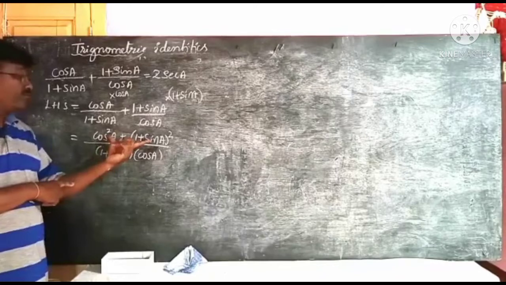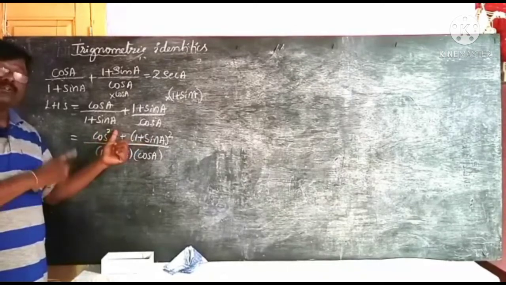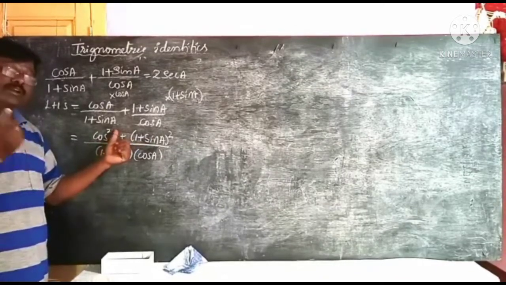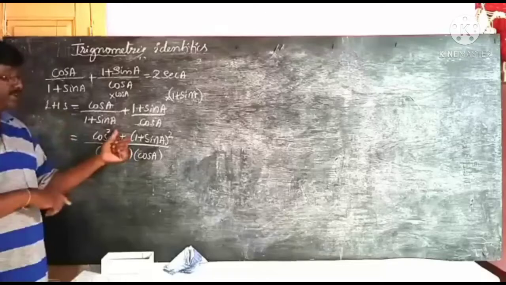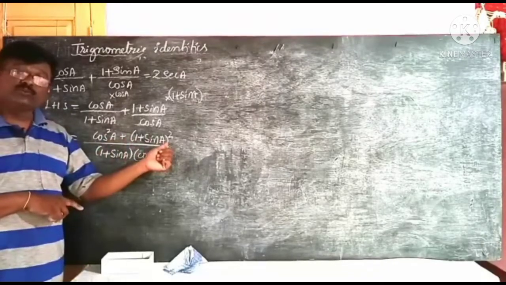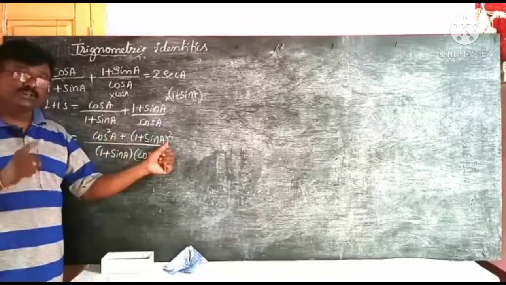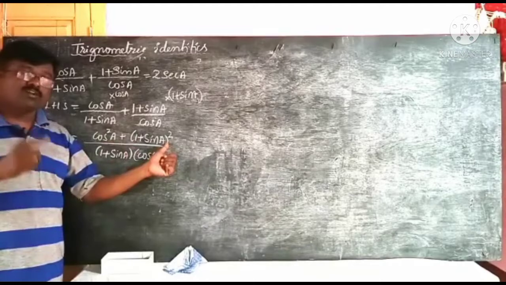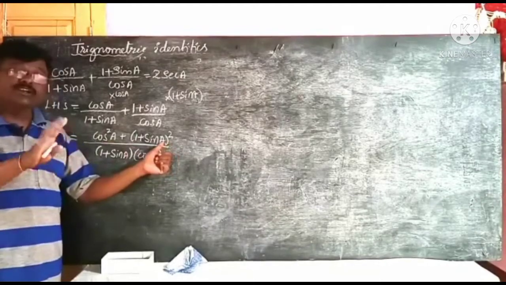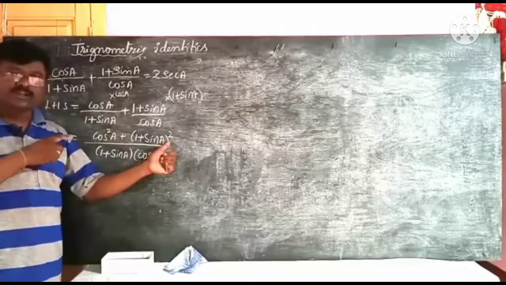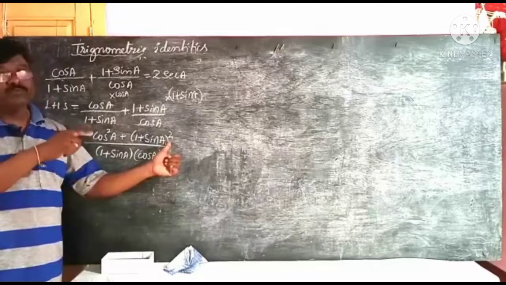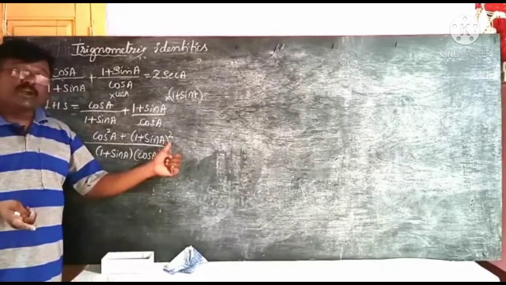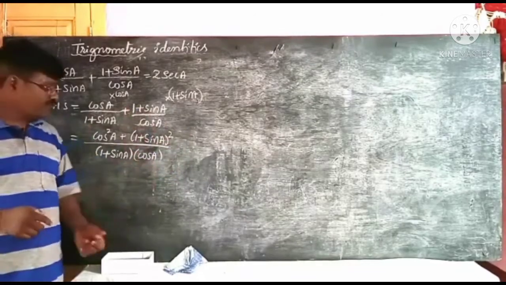So cos square A, you can use as a trigonometric identity. 1 plus sin A whole square, you cannot use as a trigonometric identity. It is in the form of a whole square, which means algebraic identity, the a plus b whole square form.